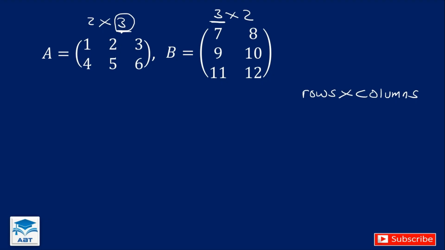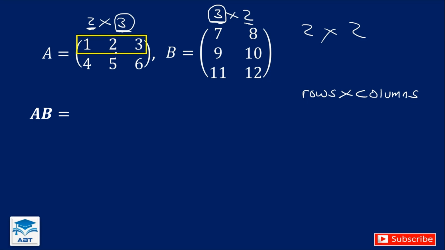So matrix A has 3 columns and matrix B has 3 rows. The number of columns of the first matrix and the number of rows of the second matrix are equal. So these two matrices can be multiplied. And after multiplying them, the dimension of the resulting matrix will have the order of the number of rows of the first matrix, which is 2, by the number of columns of the second matrix, which is also 2. Let's multiply and see what we'll get.